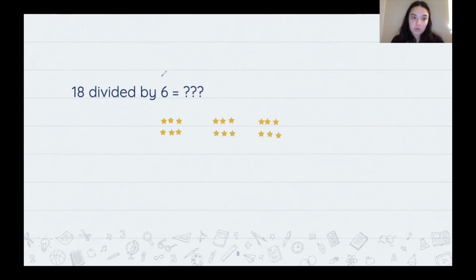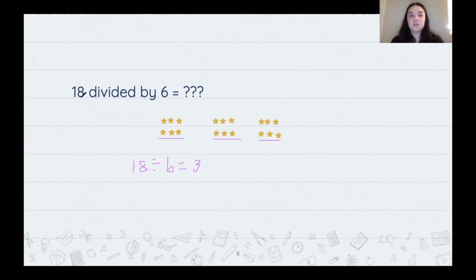So now let's go ahead and write our sentence. Remember, we had 18 in total, and we divided it by 6 because there are 6 stars in each group. Now we want to know how many groups we have. Well, I see 1, 2, and 3. So I have 3 groups all together. So 18 divided by 6 equals 3.